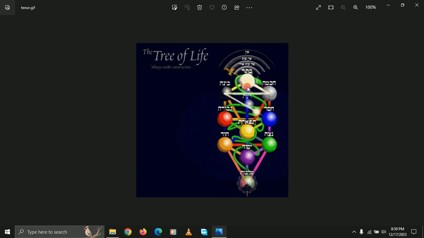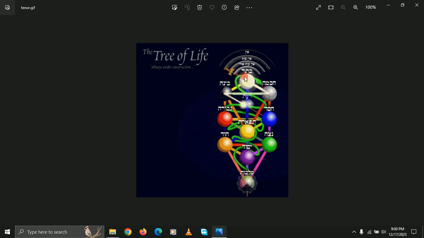Now, next up here, we have the first sphere. In Hebrew, this is called Keter. It's usually represented by the planet Uranus. You don't have to worry about planetary correspondences or affiliations. Don't worry about any of that stuff. Just listen to what I'm saying, period.